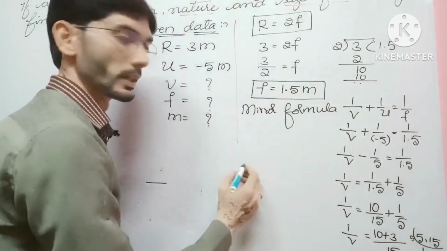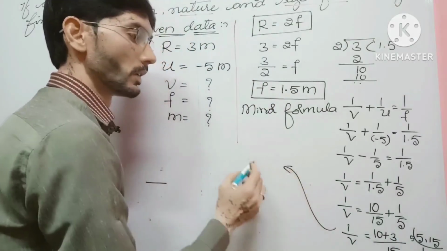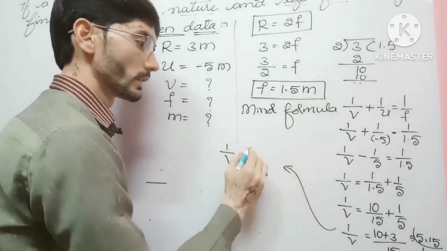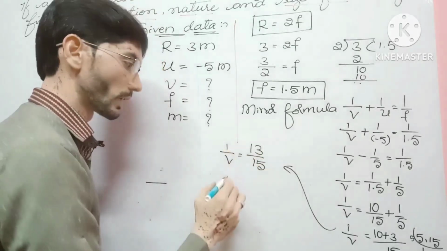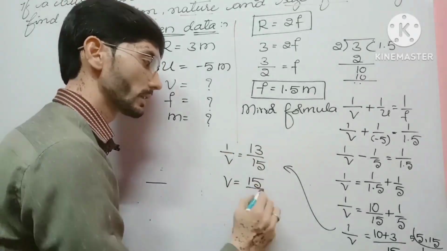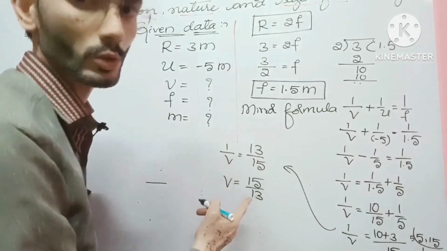Now what it will come here, I will write thereafter. 1 by V is equal to 13 by 15, and now reciprocal. V is equal to 15 by 13. Majority of students are making mistakes here also, don't do that.